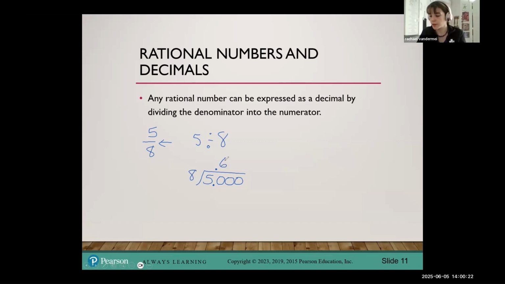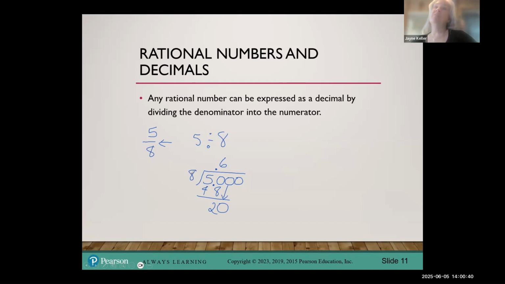Yes. 50 and then the remainder. And then 6 times 8 is 48. And now we subtract. 50 minus 48 leaves me 2. And then I'm going to bring down a 0. And now I just repeat that whole process.